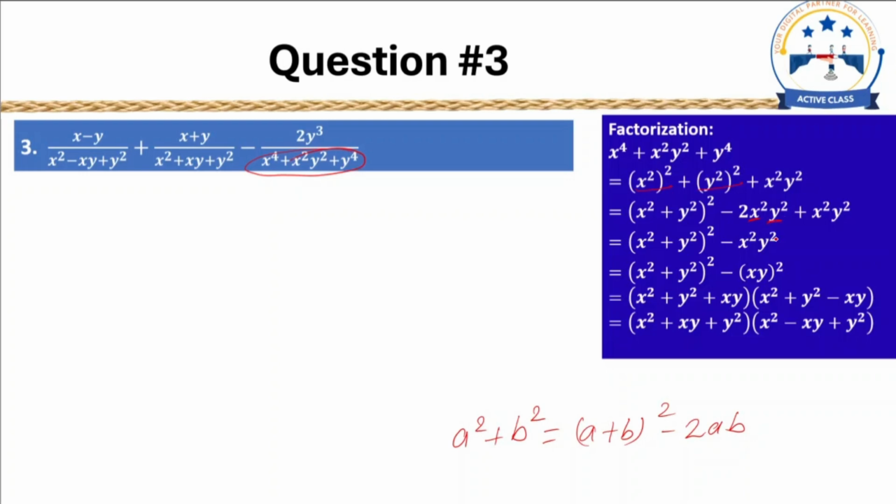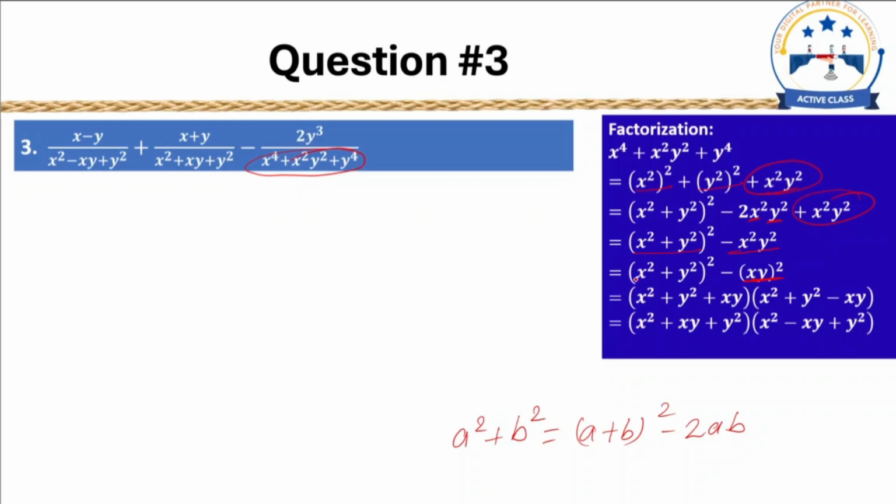So, x square plus y square is x square plus y square whole square minus 2ab, 2 times x square times y square, plus this x square y square remains the same. Now, x square plus y square whole square I have kept as it is, but minus 2x square y square plus x square y square becomes minus x square y square. And x square y square is xy whole square in the next step.